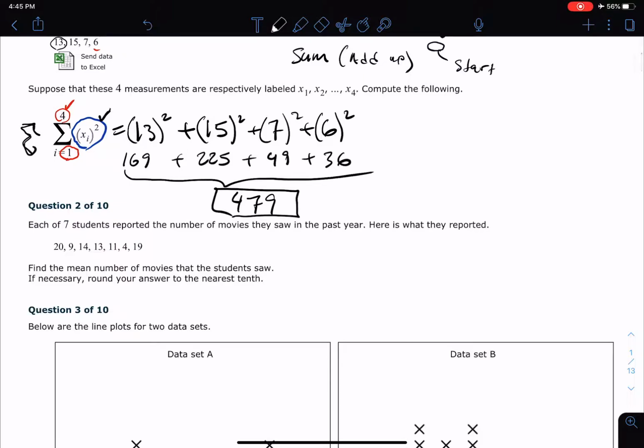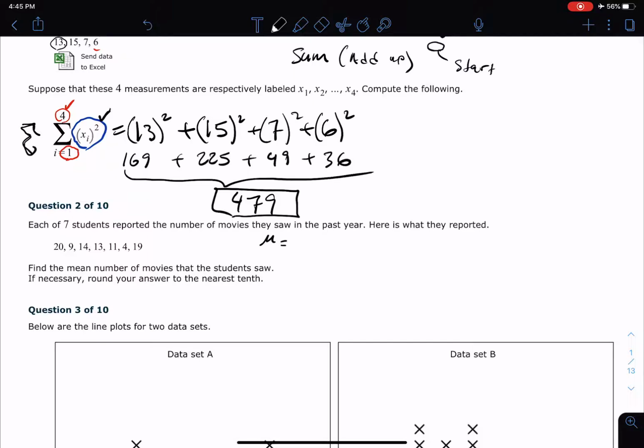Number 2, each of 7 students report the number of movies they saw in the past year. Here's what they reported. Find the mean number of movies that the students saw. If necessary, round your answer to the nearest 10th. So this is number 2. And unless they're talking about a sample or something like this, we usually just use our mu because that's the population mean.